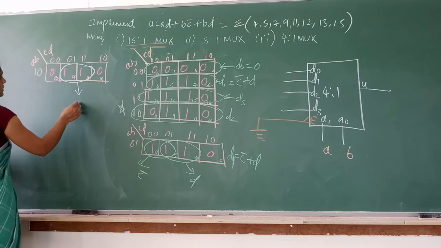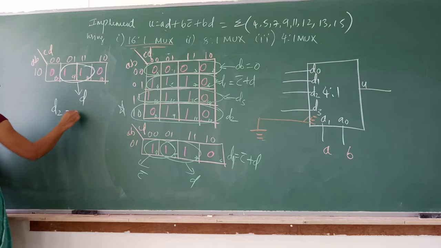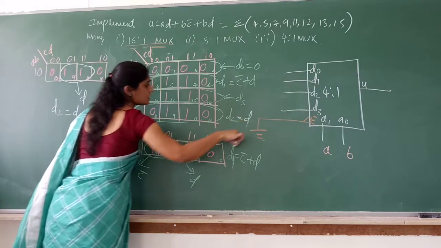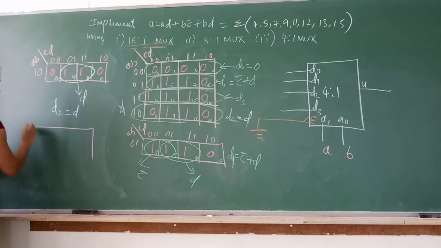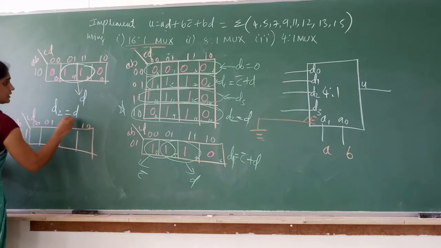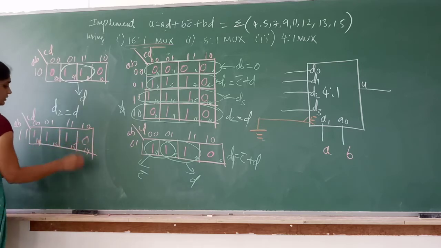So the equation will be what? D. So D2 is equal to D. Now last one, D3. So this is 1 1 0 0 0 1 1 0 1 1. Cells 12 13 14 15, and write the mean terms 1 1 1 0, right?